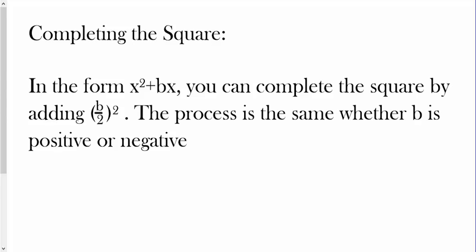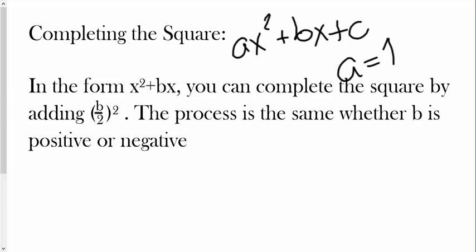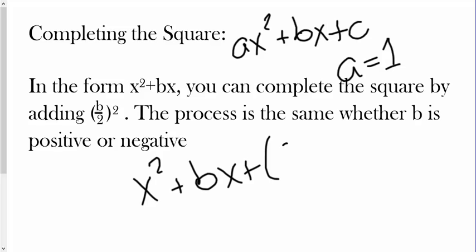This is assuming that, in terms of the standard quadratic form ax squared plus bx plus c, a is actually equal to 1, and either we don't have a c, or the c is on the other side, or we can get the c to the other side. So to complete the square, our square is going to look like x squared plus bx plus b over 2 squared. We're going to look at what that means. But the important thing to remember is whether b is positive or negative, it's going to be the exact same.